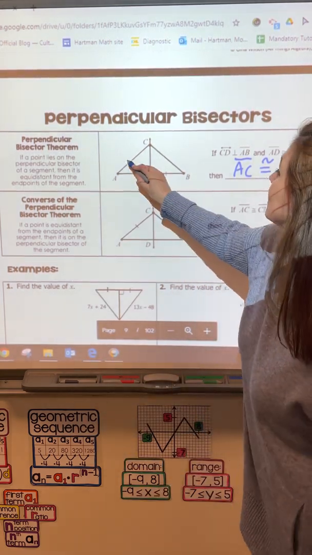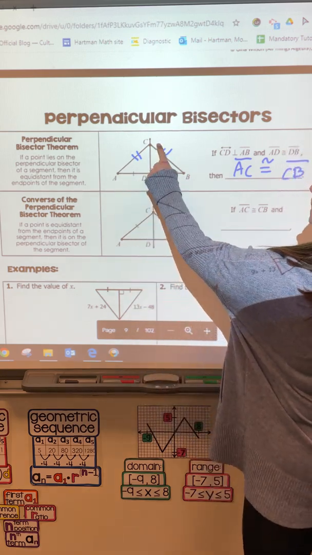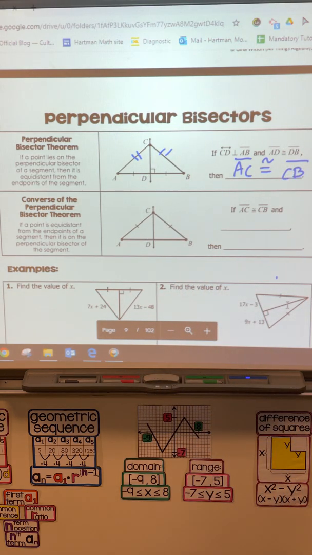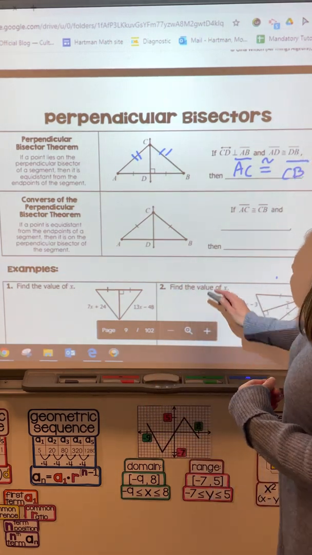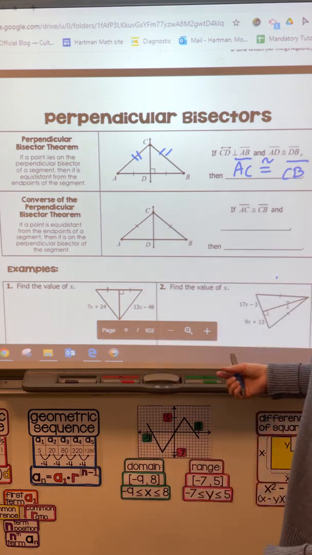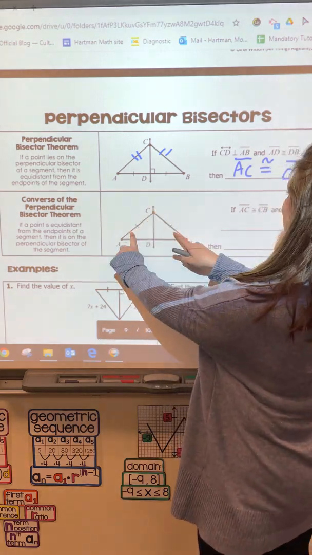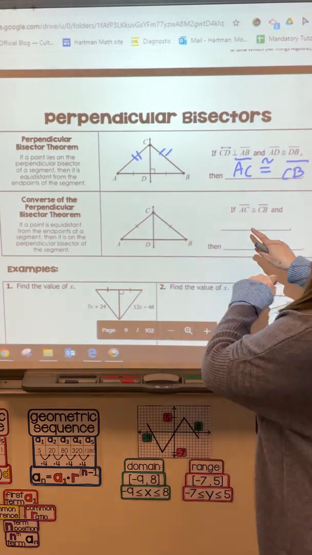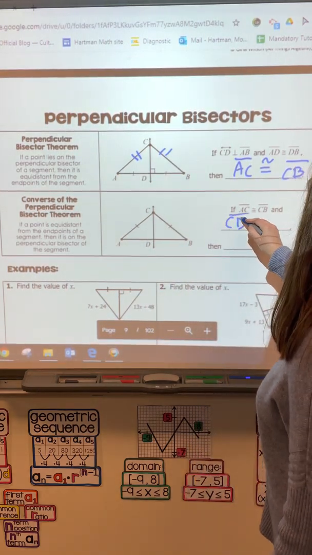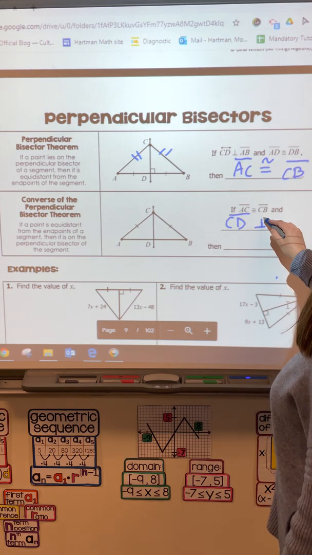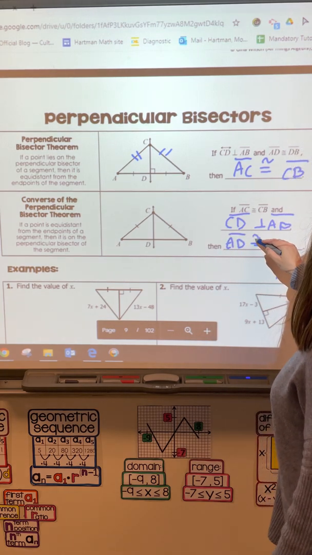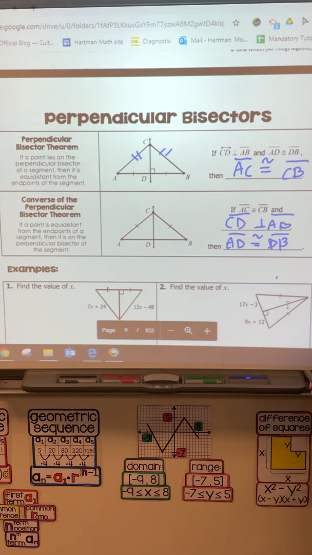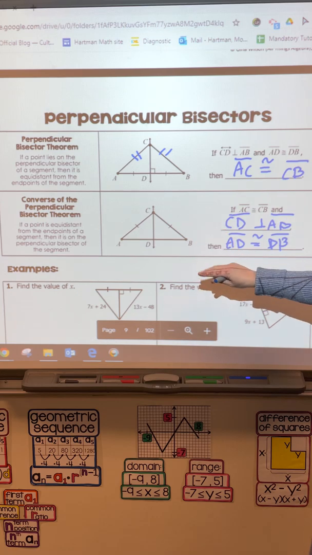That's going to be big in proofs. It's now going to allow me to say that AC is congruent to CB, okay? Because they are equidistant from the endpoints of a segment. And then I can look at the converse of that. I can see that, oh, well look, if AC is congruent to CB and CD is perpendicular to AB, then I can say AD is congruent to DB. So remember your if-then statements, and the converse of that is switching it. So that's what it looks like in a triangle.